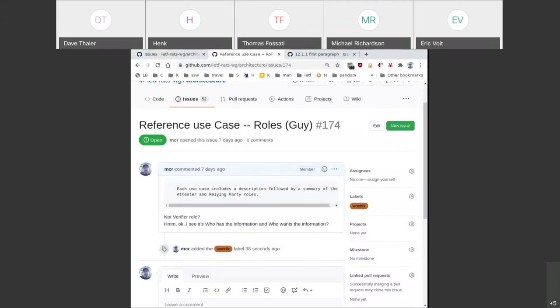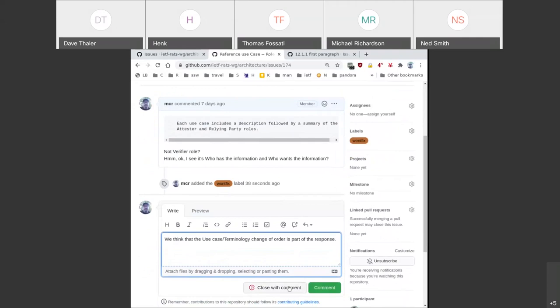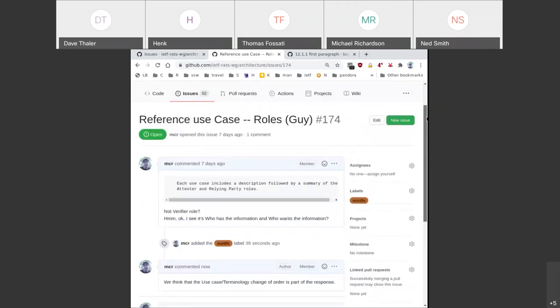So we're basically saying that Guy's comment wouldn't exist given the other change. I don't know if the word verifier appears before, but relying party and tester appear in the one-paragraph intro. That's why Simon was arguing that it's okay to use those inside the use cases, because they were already mentioned. I don't remember if verifier was, but it's certainly not the long definition or the long section. So I'm going to comment and leave it open, to remember that we're going to reply by email.